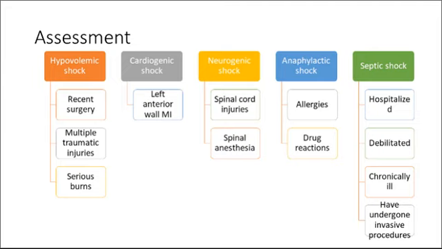Neurogenic shock, something that is causing an imbalance between the sympathetic and parasympathetic nervous systems, most commonly a spinal cord injury or maybe from spinal anesthesia. Anaphylactic, is there an allergy to something, a drug reaction? Is it even a blood transfusion reaction? Septic shock, more common if they're hospitalized or debilitated, chronically ill, have undergone invasive procedures, and maybe all of the above, which puts them at great risk.